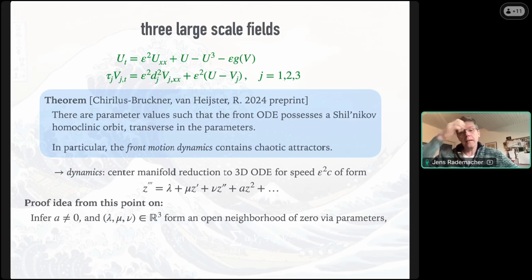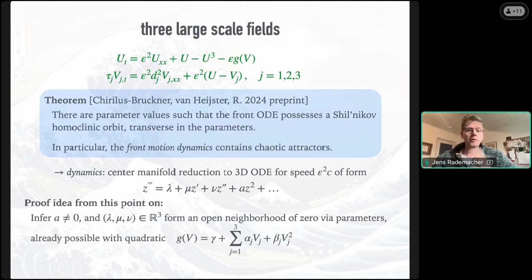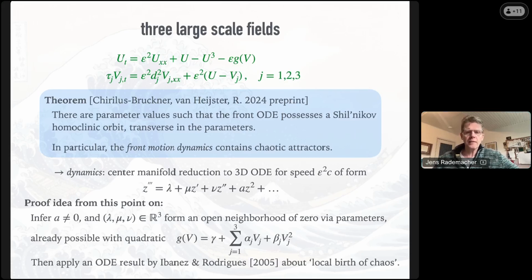These 2 ingredients are sufficient, and first of all, we can do this with this quadratic coupling function g. If one has all this together, then one can apply an ODE result by Ibanez and Rodriguez about this local birth of chaos, which does the job for us. They analyze this ODE under these conditions and say that if you have those conditions, then in the unfolding of these parameters you find a Shilnikov homoclinic orbit, you break it transversely, and have complicated and chaotic dynamics. That's the way that we build on this result.